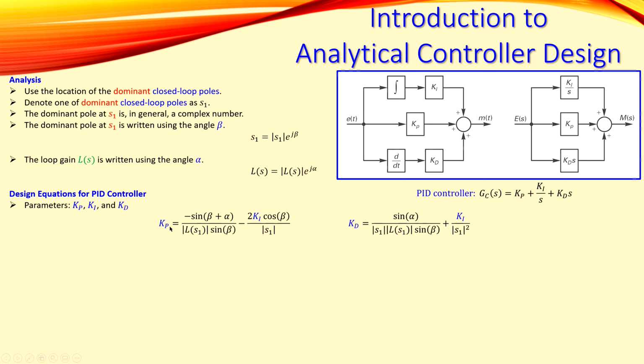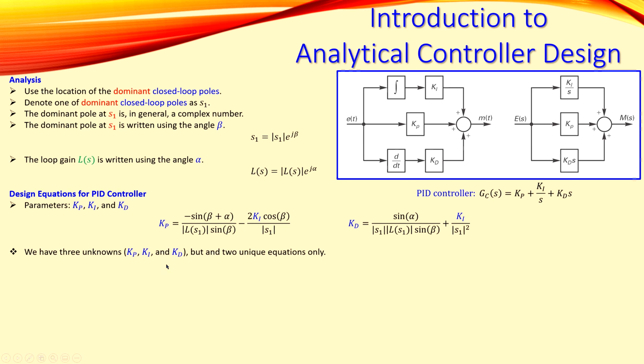Now the Kp shown here, the proportional controller gain, depends on alpha, beta, and also the length of the loop transfer function, and also the length of the dominant pole we have chosen. This is also valid for Kd. We also need, as you can see here, the value of Ki. I will come back to that shortly. In symbol form you need alpha, beta, the length of S1, and the loop transfer function evaluated at S1.